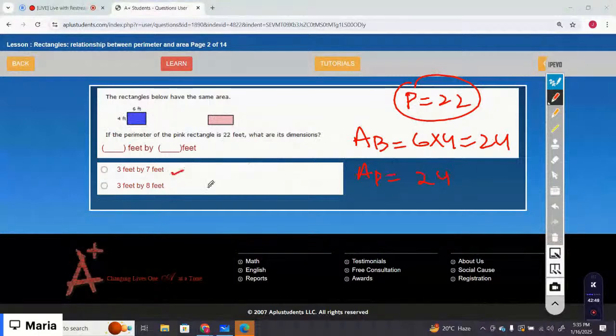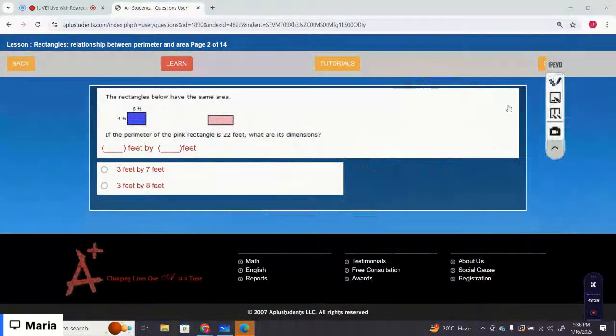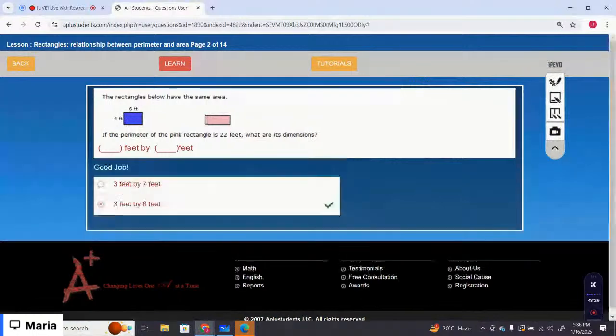7 times 3 is not 24, but 8 times 3 is 24. And let's see, if you add, they make 22: 8 plus 8 plus 3, 16, 17, 18, 19, 20, 21, 22. So the perimeter is 22 and area is 24. So option number 2 is the correct option. That is 3 times 8. Let's just move on to the next one.